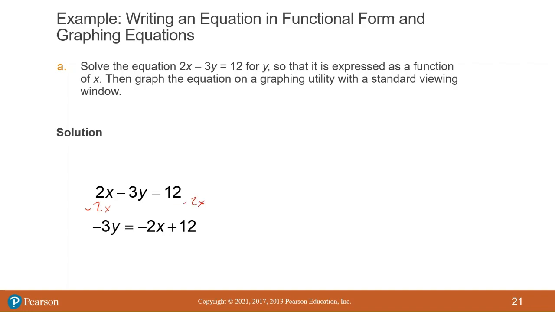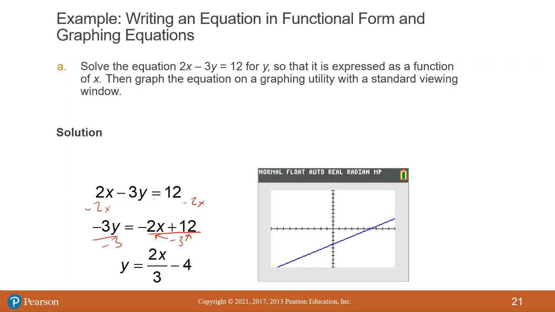Okay, first thing I'm going to do is subtract 2x over. That's how I get negative 3y equals negative 2x plus 12. Then I'm going to divide both sides by negative 3. Just keep in mind, when I do this and I go to simplify, I have to divide the negative 3 into this term and this term. Negative 2 divided by negative 3, the two negatives cancel out. I'm left with a positive 2/3 x. And 12 divided by negative 3 is negative 4.